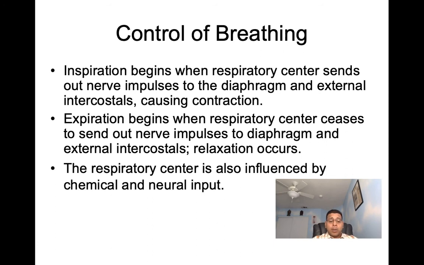When no signal is sent to the diaphragm and the external intercostals, expiration will occur; relaxation occurs. The respiratory center automatically controls the rate and the depth of breathing. Its activity can be modified though. It can be modified by nervous input and by chemical input. And we'll see here the vagus nerve is going to serve as the sensory nerve, cranial nerve number 10.